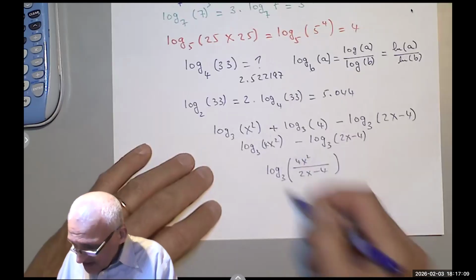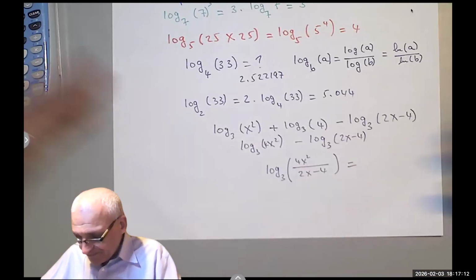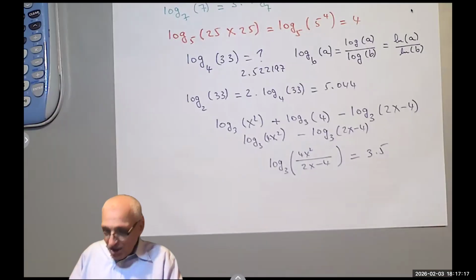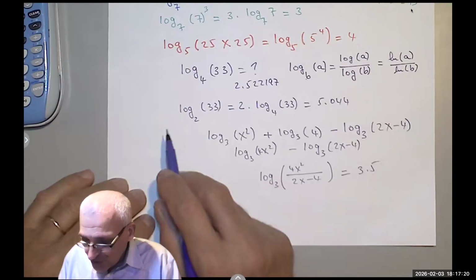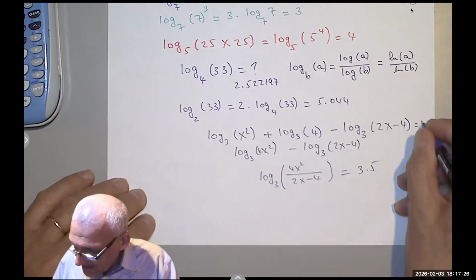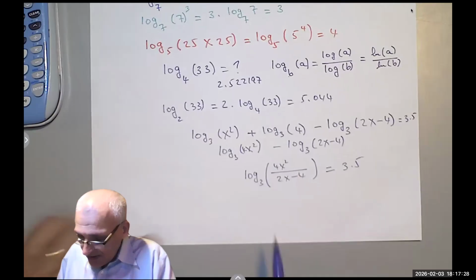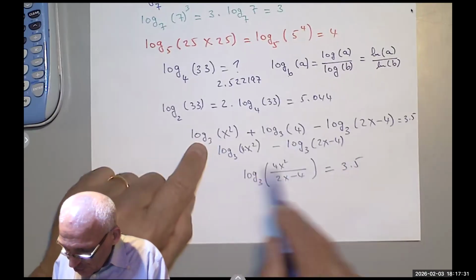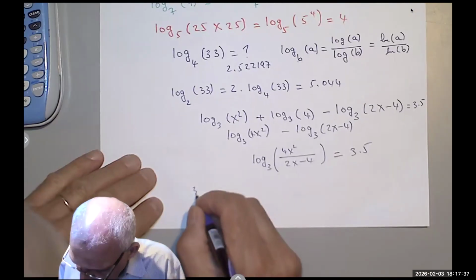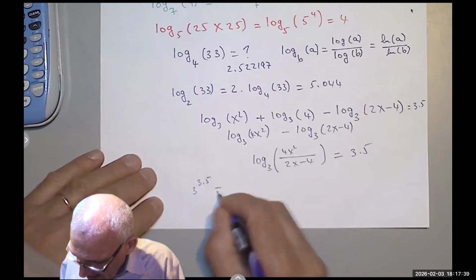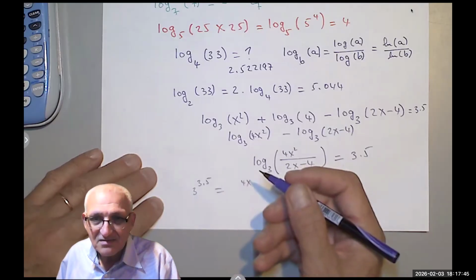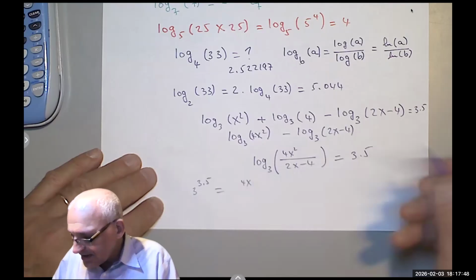And let's say you have this equation equals 3.5. So they told you in the beginning, all of this equals 3.5. So I combine these three logs into one log that has a ratio. And then I would say, okay, so 3 to the 3.5 equals 4. Of course, these numbers are ridiculous, right? They're not easy. So let's make that 2.